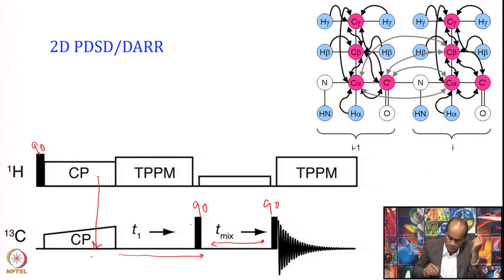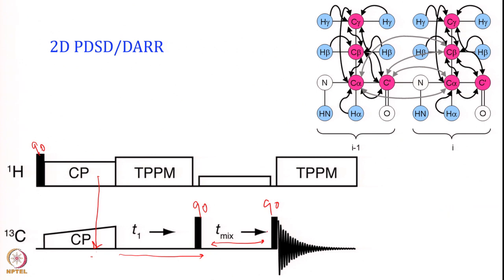You have one pulse, two pulse, and three pulse. This is similar to a three pulse experiment, but here we are using dipolar coupling for mixing. Actually, in NOESY also we use weak dipolar coupling. So here we are mixing the magnetization, and because of that the magnetization can transfer, say, from C alpha to CO, C alpha to C beta to C gamma, C alpha to C gamma, depending upon how long we mix it.